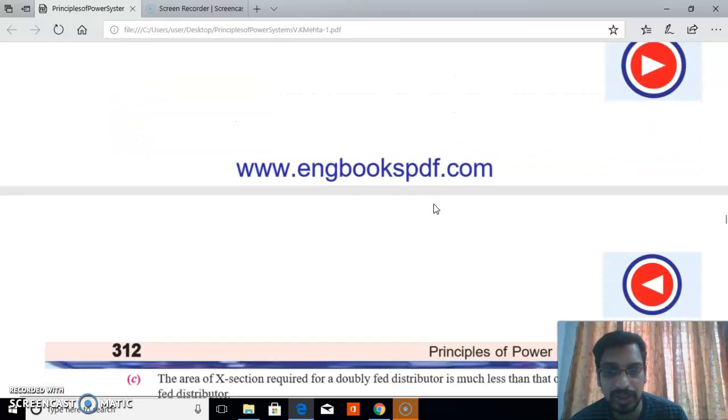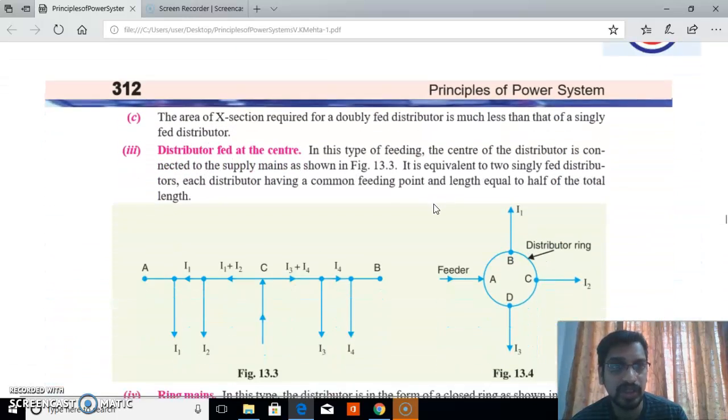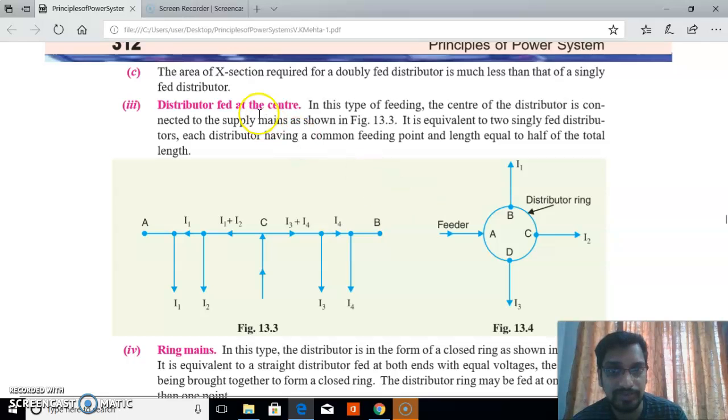Next one, distributor fed at center. So here AB is a distributor and we feed the supply at the midpoint of the distributor, at point C. From C, there are two directions: the current which flows towards A, and the remaining part of the current which moves towards point B.